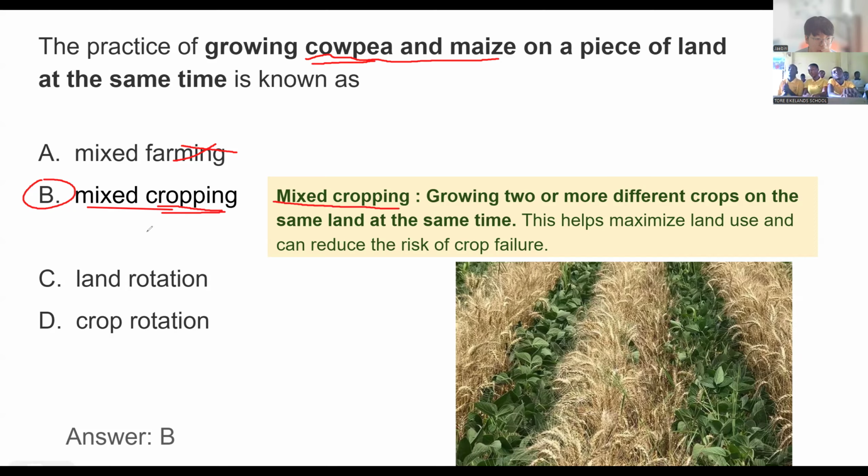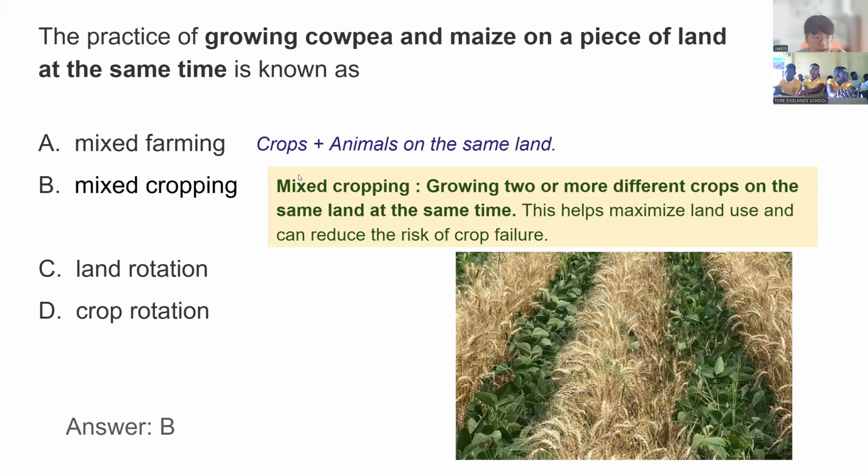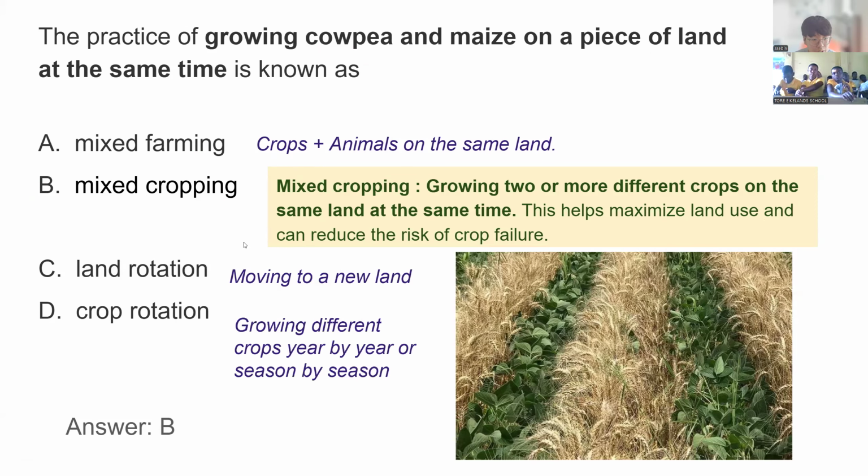Do you understand why it's mixed cropping? Yes. Okay. That's why it's mixed cropping, not mixed farming. Mixed farming is crops and animals on the same land. Remember, land rotation is about moving to a new land. It's not related to this at all. Crop rotation is growing different crops year by year or by season. But in this case, we're growing two crops at the same time, which is mixed cropping.